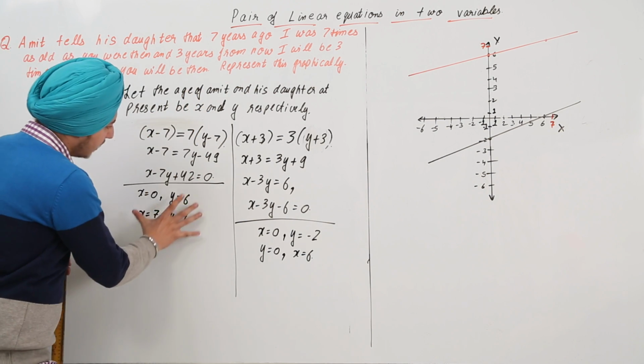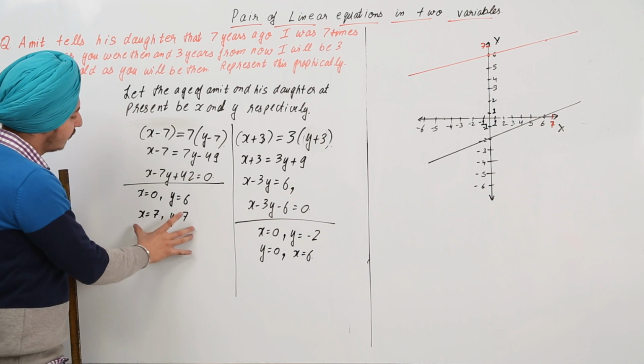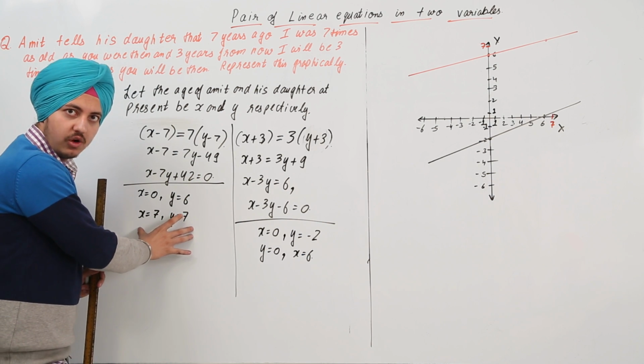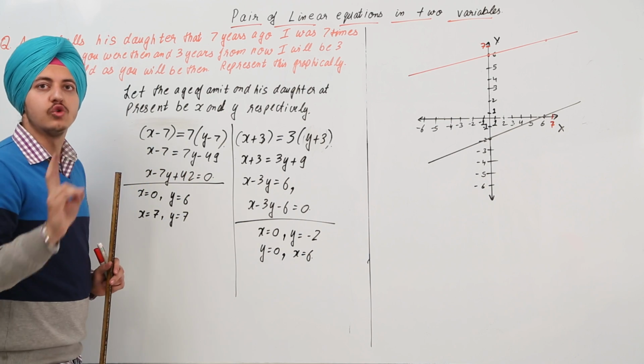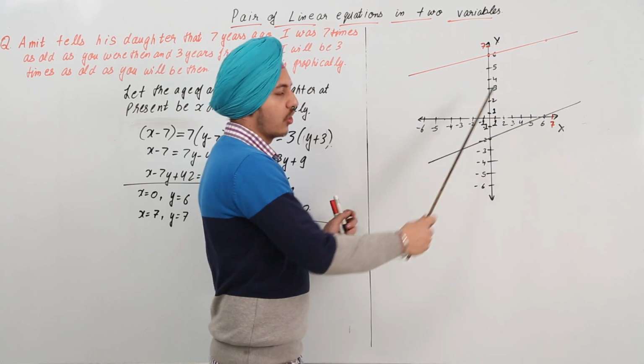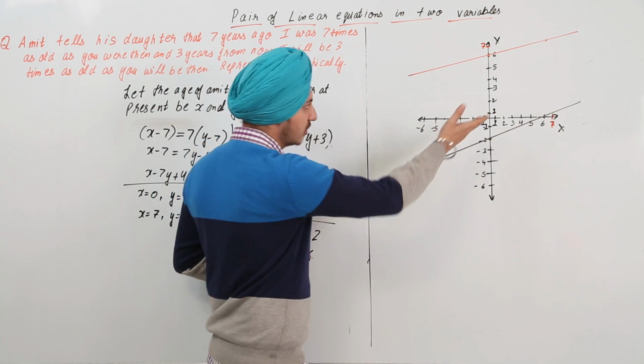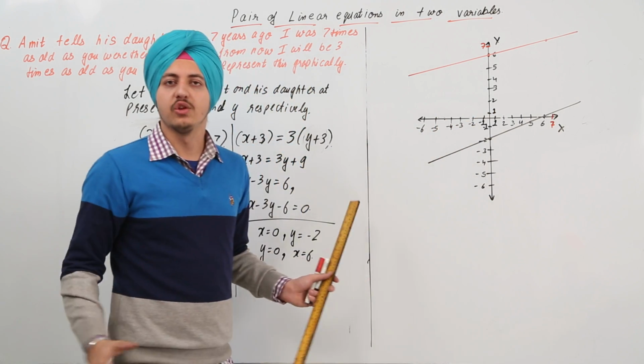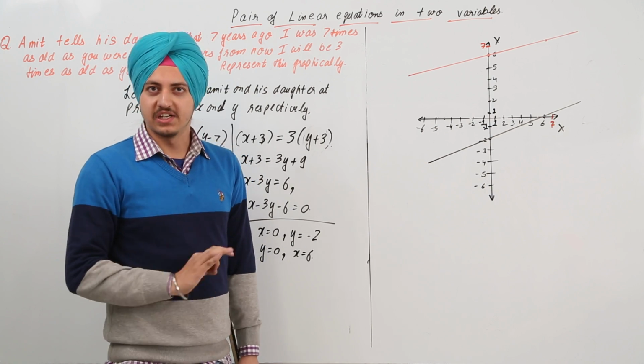First of all, write the equations, then find 2 points for each equation. Find 2 points which satisfy that equation. Then just draw the lines, both the lines crossing through those points, and that is it. You've drawn a graphical representation.